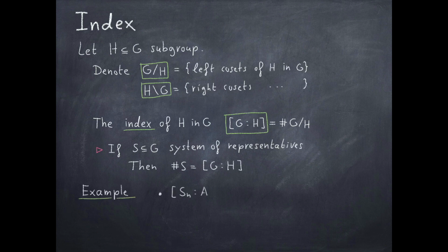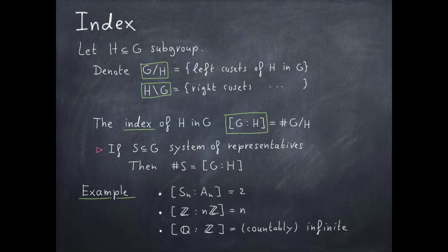Let's consider a number of examples. In the first example, the index of the alternating group in the symmetric group is 2. One coset is A_N, the set of even permutations, and the other coset is the set of odd permutations. In the second example, we consider the integers with addition and as a subgroup the multiples of n. As we've seen, the cosets are just the residue classes modulo n, so there are exactly n left cosets.